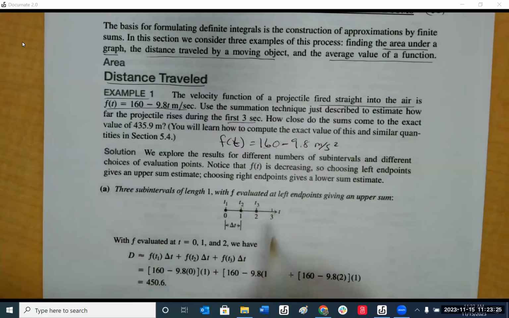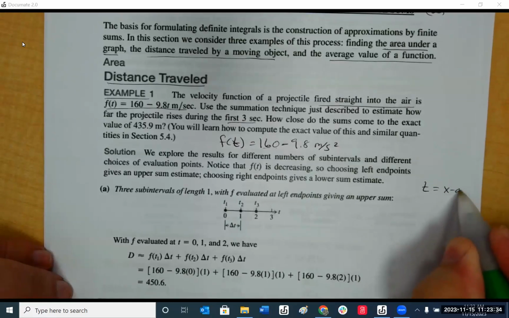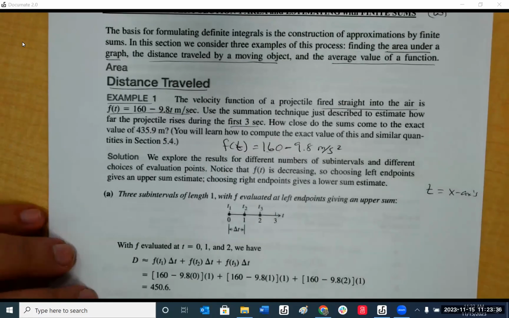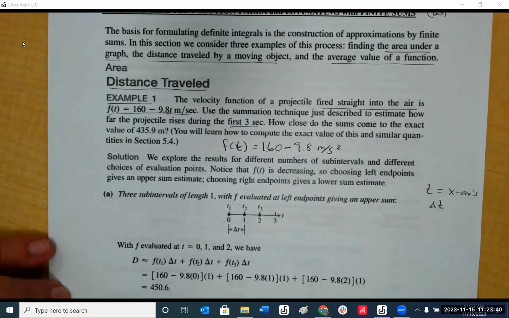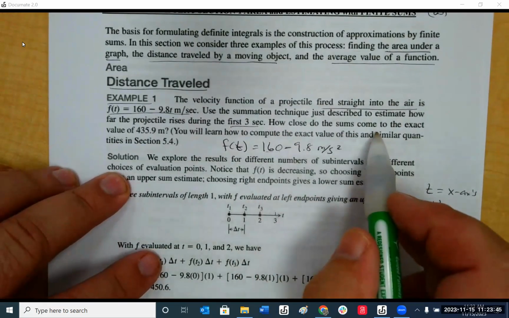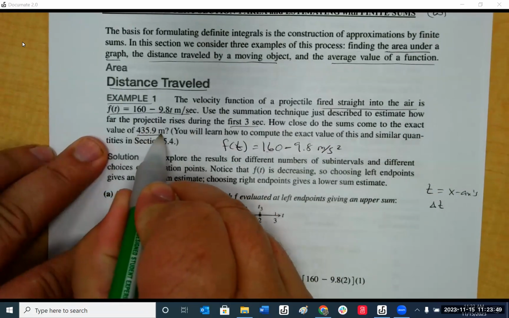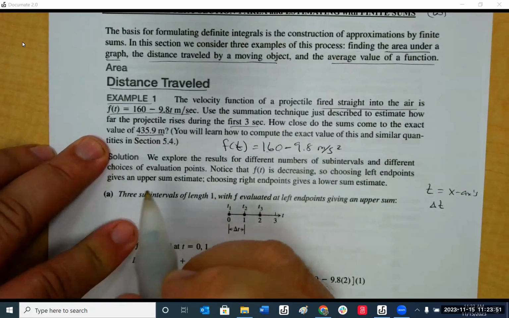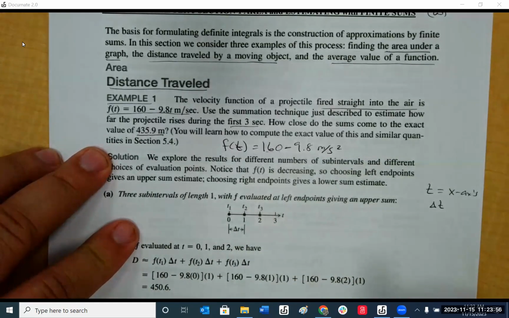Now it's going to be more difficult because with the intervals, with delta x's, well, all our delta t's. Because first off, whenever you have time, that is always the x-axis. Time is always the x-axis. So we'll now be looking at delta t's. How close do the sums come to the exact value of 435.9 meters? 435.9 meters.